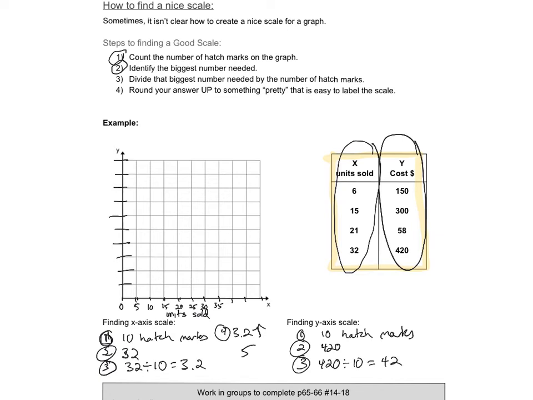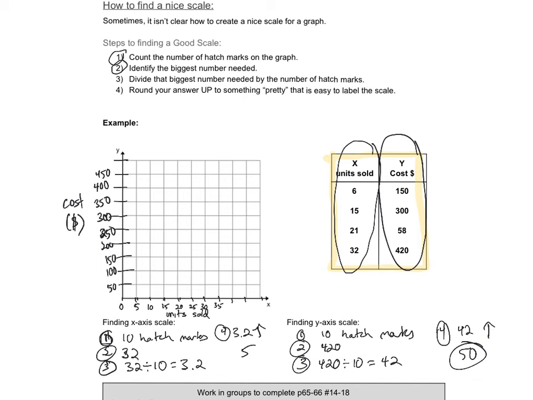But I don't want to go up by 42s because it takes a lot of mental effort. So my step 4 is to take that 42 and round it up to something pretty, and something pretty in this case would be 50s. 50 is easy to go up by. 50, 100, 150, 200, and that's exactly what I'm going to do. I start at 0 and I go up by 50s, and I keep doing this labeling until I pass the largest value that I wanted to include. And this is also a good time to label the meaning.